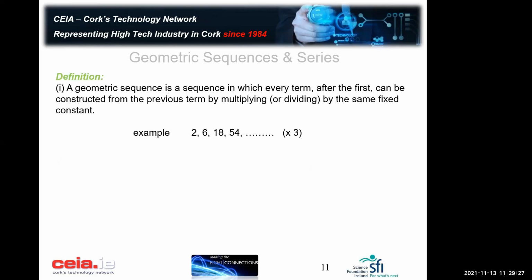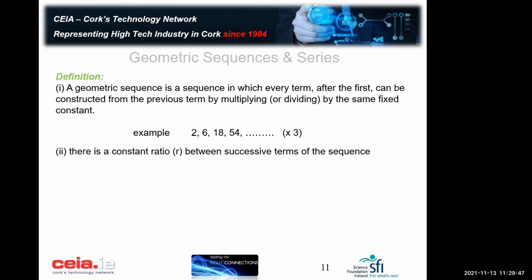We have an example here. We have 2, 6, 18, 54. What's the fixed constant there? It's 3, and each one is multiplied by 3. So 2 multiplied by 3 gives you 6. 3 6s will give you 18. 3 18s will give you 54.